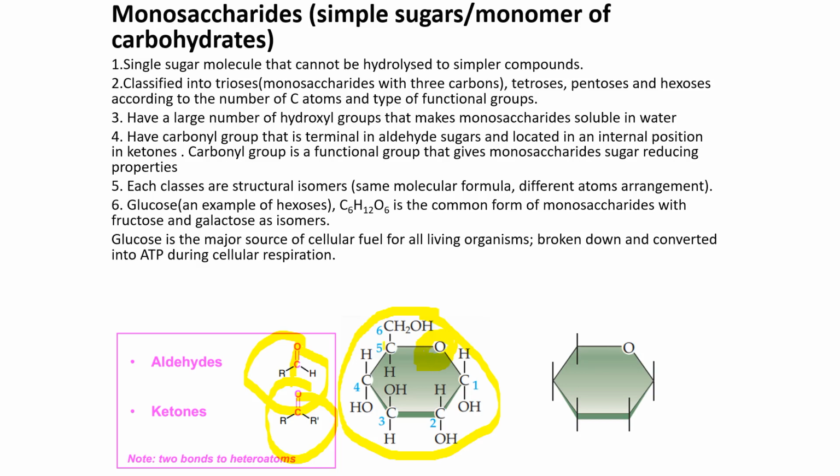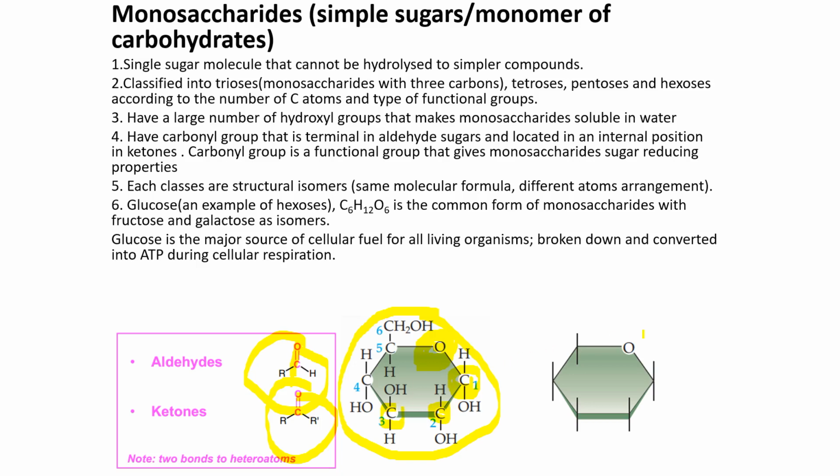Since this is a ring structure, under IUPAC naming, the position of the carbon in the ring is numbered clockwise from the functional group. So since this is the carbonyl functional group and this is the adjacent carbon, this will be carbon 1, carbon 2, carbon 3, and so on, right?